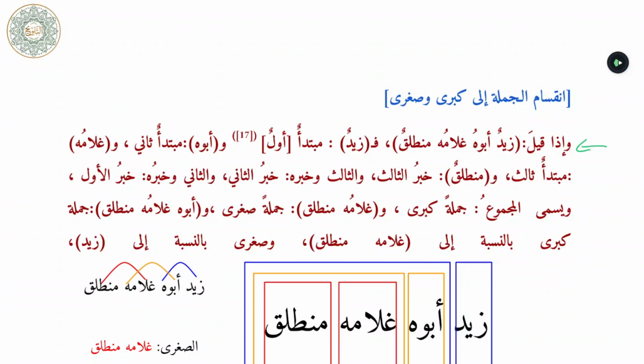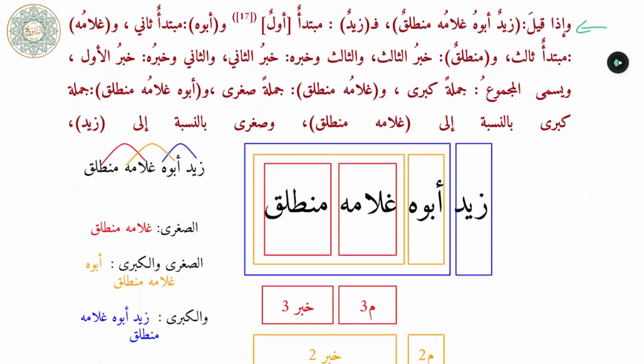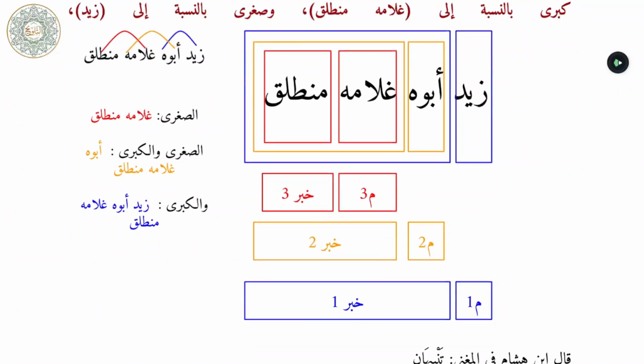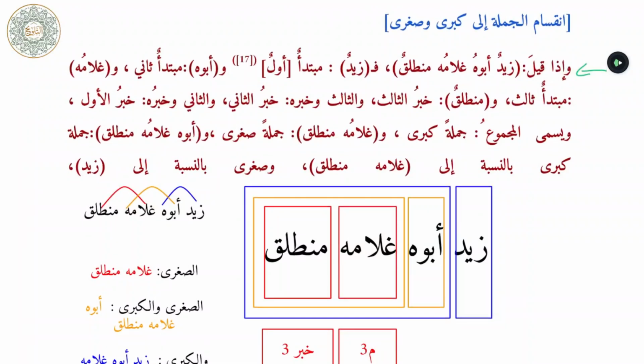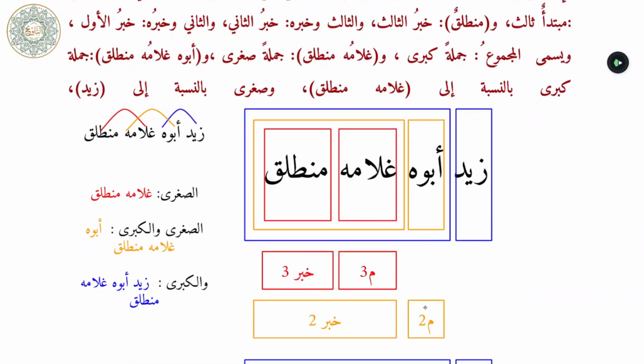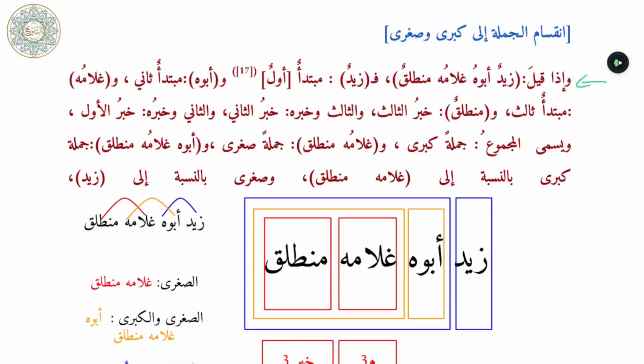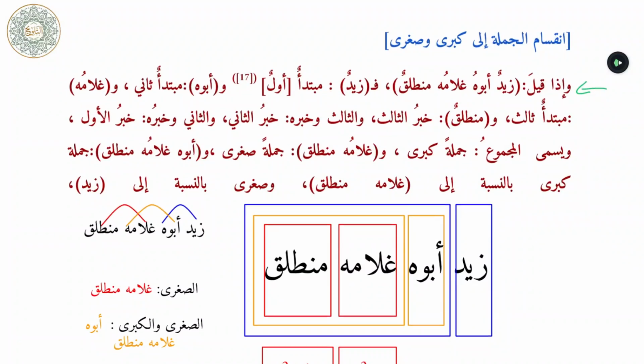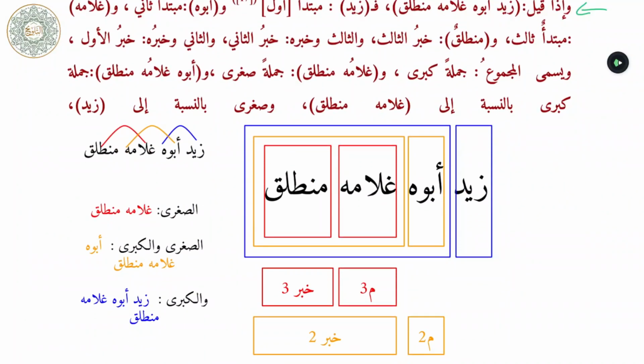Over here, فَزَيْدٌ مُبْتَدَأٌ أَوَّلٌ. Zayd is our first mubtada. You can look at the diagram we made over here. Zayd is our first mubtada. وَأَبُوهُ, the word abuhu is our second mubtada. وَغُلَامُهُ مُبْتَدَأٌ ثَالِث. The word غُلَامُهُ is our third mubtada. And then منطلق, this is the khabar of mubtada number 3. So it's khabar الثالث. ومنطلق, نعم.